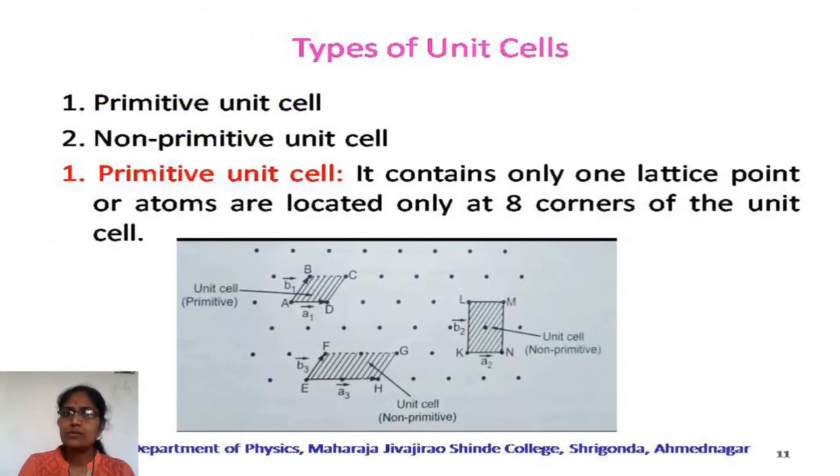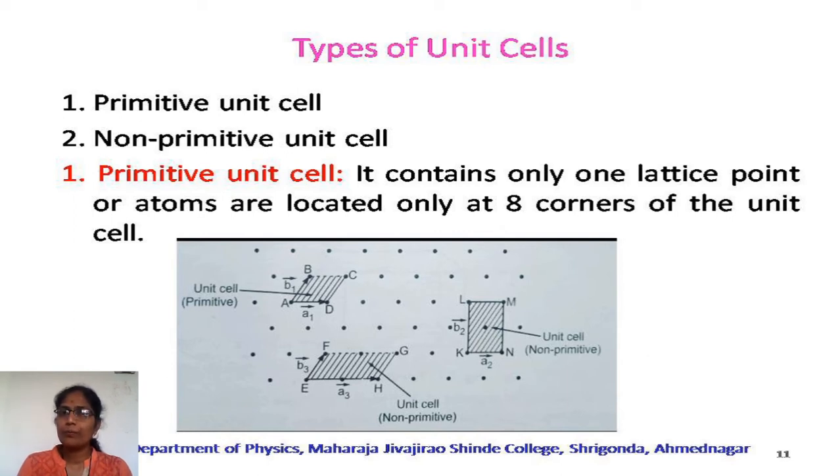So what is a primitive unit cell? A primitive unit cell is a unit cell which has atoms only at the corners of the unit cell. It means that it will have only 8 corner atoms, no additional atom is present in it, and it is represented with the capital letter P.